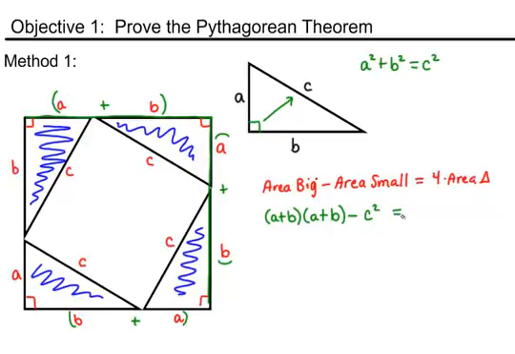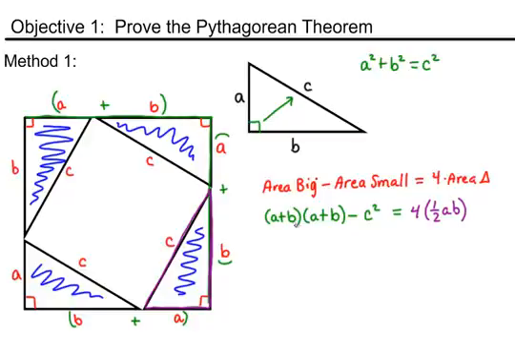Okay, now the area of my 4 triangles. If I look at this triangle, it's 1/2 base times height, which is B times A. And since we have 4 of them, we're going to take it times 4. So I'm going to write 4 times 1/2 A times B. We're going to see what happens when we solve all of that.